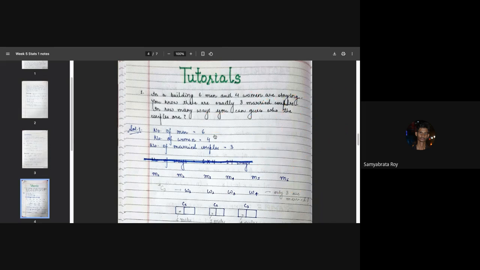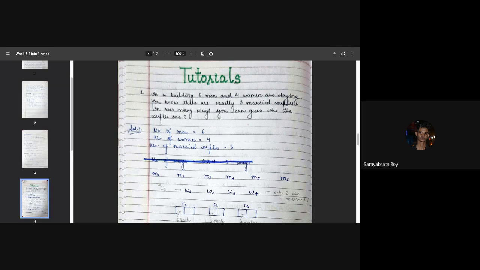Yep. So, in a building, 6 men and 4 women are staying. You know there are exactly 3 marital couples. How many ways can you guess who the couples are?